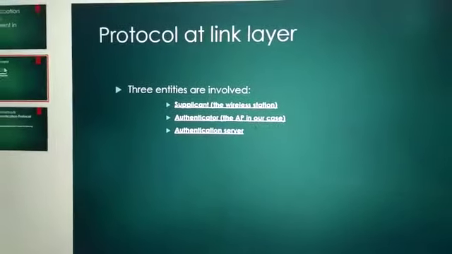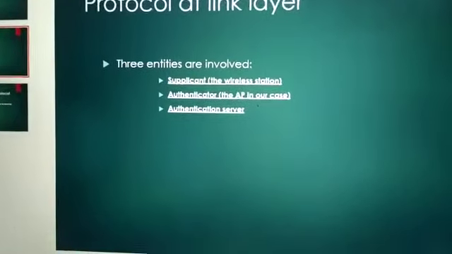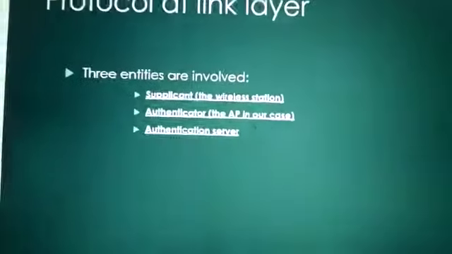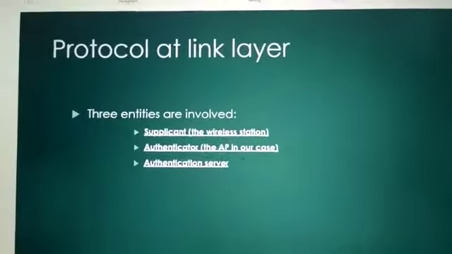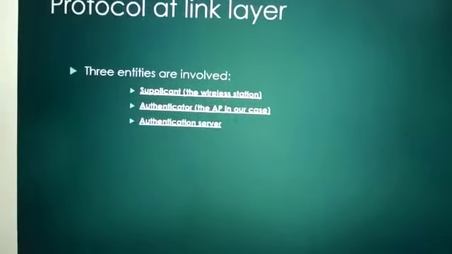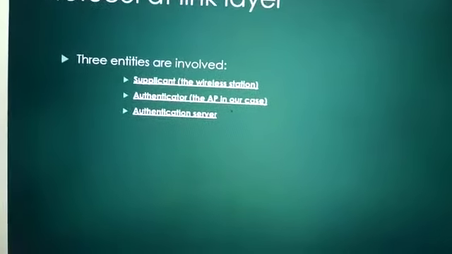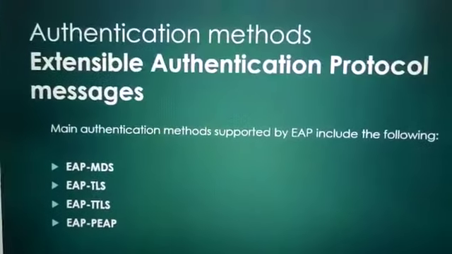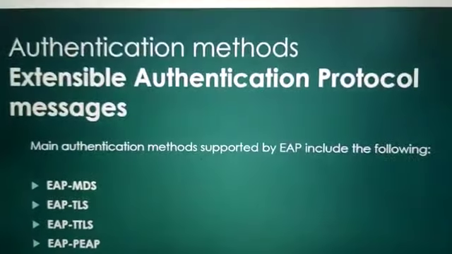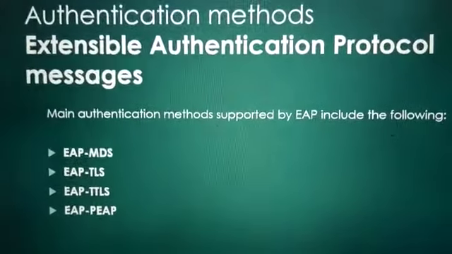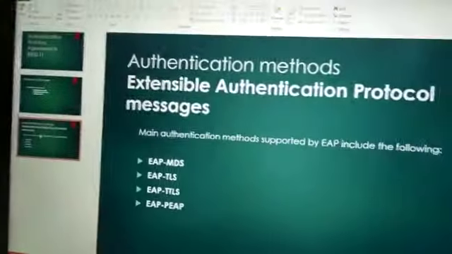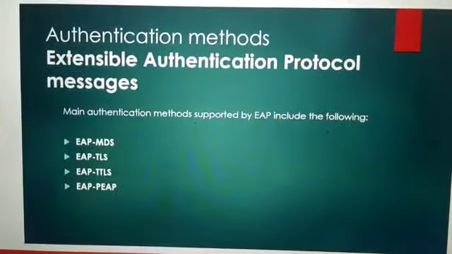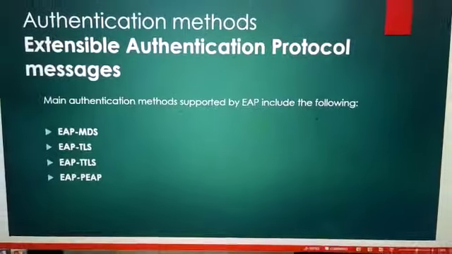Next we have the authenticator, which is nothing but the access point. We have referred to it already, so we know what an access point is. The third one is the authentication server. These are the three entities involved in the authentication process. Now let us see the protocol which is used for authentication. As I told you, we have the supplicant, the authenticator, and the authentication server.